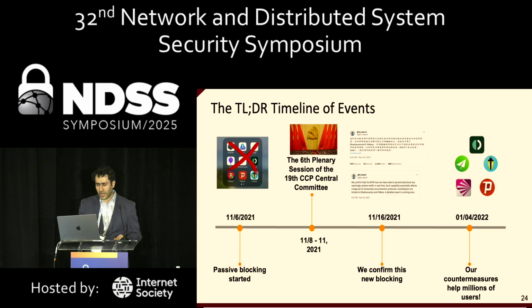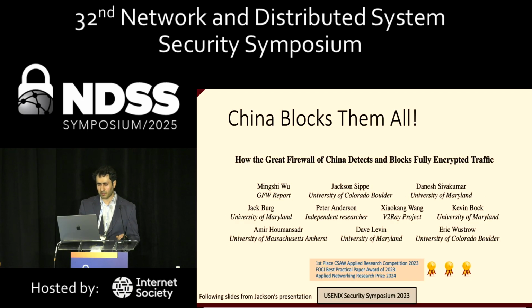And then by early January, probably less than 2 months, our team of collaborators had developed some fixes for this new blocking, and our fixes have been adopted by major circumvention tools, therefore unblocking a lot of users. So this study was published at USENIX Security 23 and received 3 awards, including first place at the CSAW competition and the Applied Networking Research Prize.